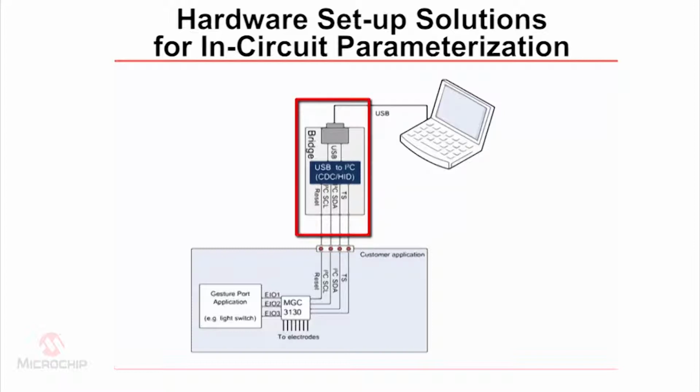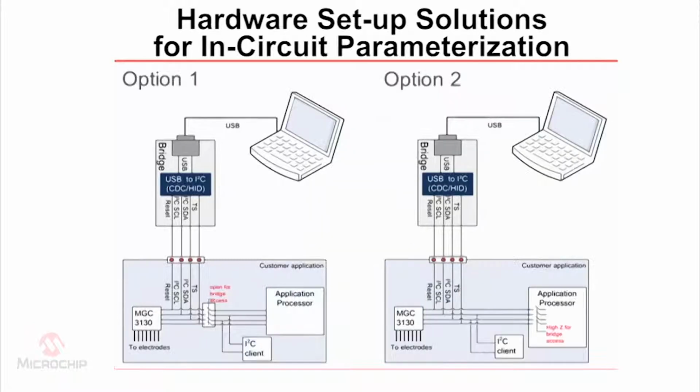The most common way to connect the GestIC application with Aurea is to use the Hillstar I2C to USB bridge provided with Microchip's Hillstar development kit. In some applications, for example light switches, the MGC 3130 uses the gesture port to control the application and to trigger events. In this case, the I2C interface is not used during operation and can therefore easily be used to connect to Aurea. But this is not always the case.